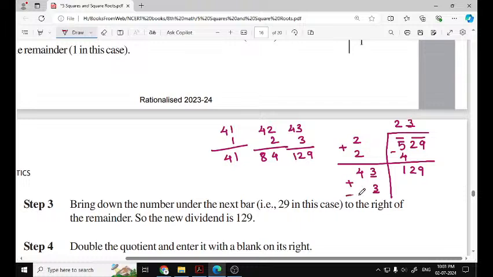This addition is 46 and this product is 129. Remainder is 0. Therefore the quotient part is the square root of the required number. So square root of 529 is equal to 23.